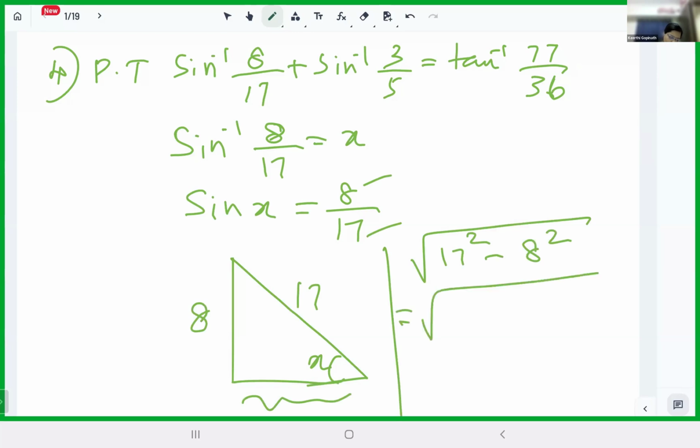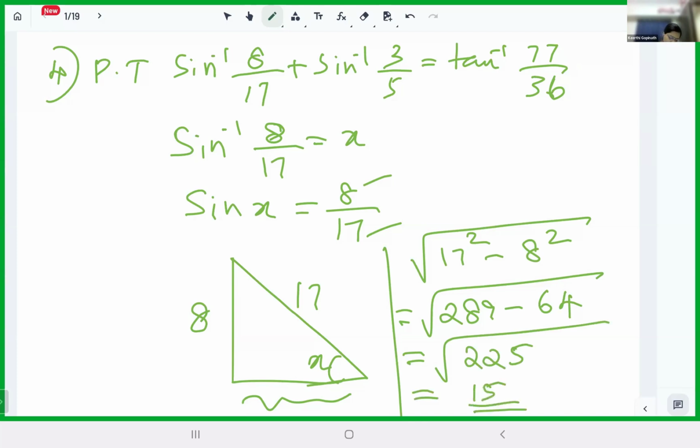That is equal to root of, this one is 289 and 8 square is 64. So on subtracting 64 from 289, you'll get 225. And what is the value of root 225? Square root of 225 is nothing but 15. Okay, so we obtained this side as 15. So can you say the value of tan x? Tan x is opposite by adjacent. So here 8 is the opposite by 15. Tan x is equal to 8 by 15.